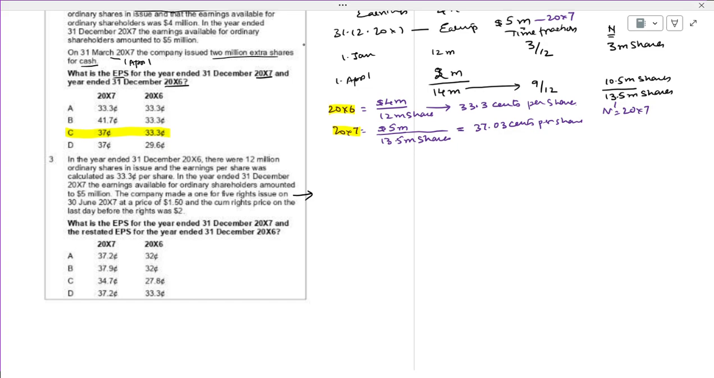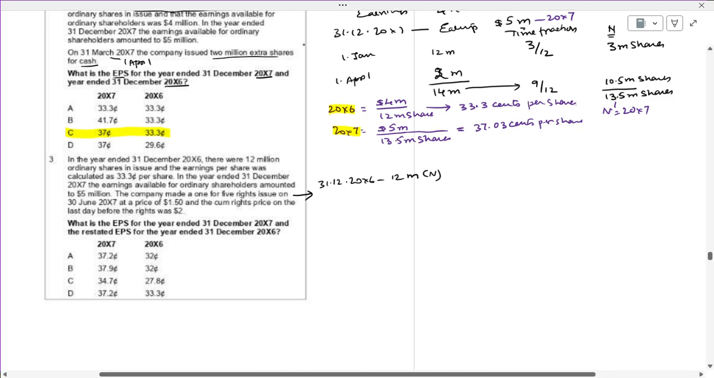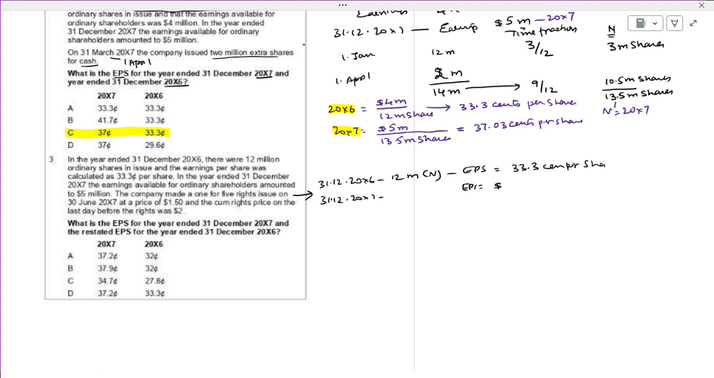In the year ended 31st December 2006, how many shares are there? 12 million shares in issue, and earnings per share is how much? EPS is earnings per share. They have calculated it directly, in cents per share. Now, in the year 31st December 2007, earnings are 5 million.